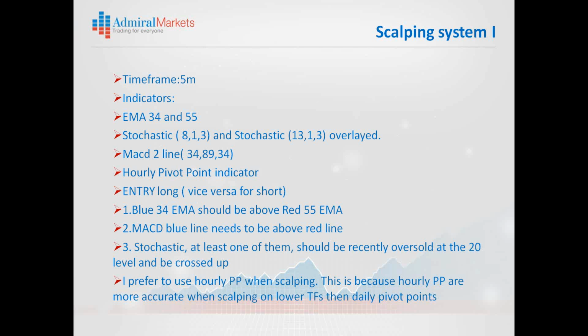I prefer to use hourly pivot points when scalping. This is because hourly pivot points are more accurate when scalping on lower time frames than daily pivot points. They are much more accurate because that indicator uses hourly closes of the price, and when you scalp, you don't need daily closes. You need hourly closes because you will scalp within minutes, which are within hours, not within daily lines. So use hourly pivot point indicator. And I will show you how to do it on a practical example. Chris, next slide, please.